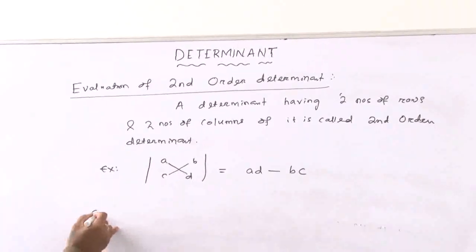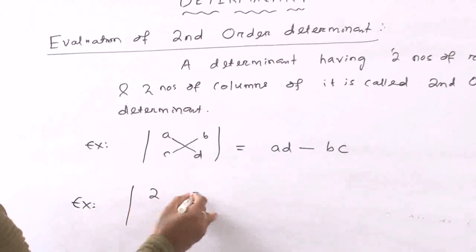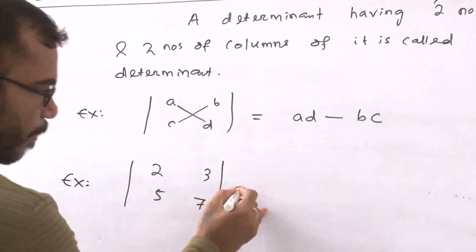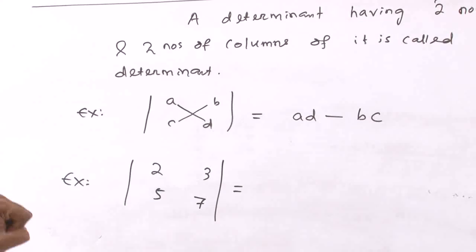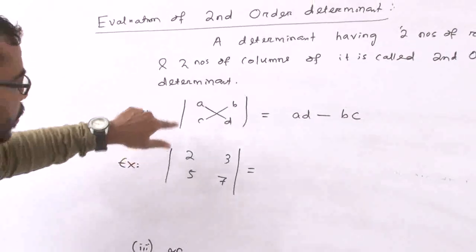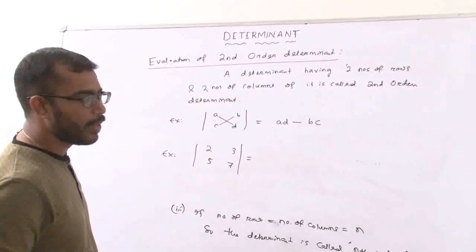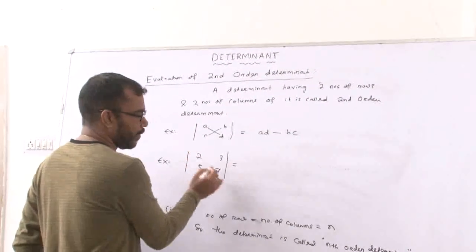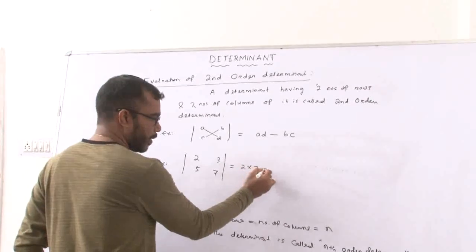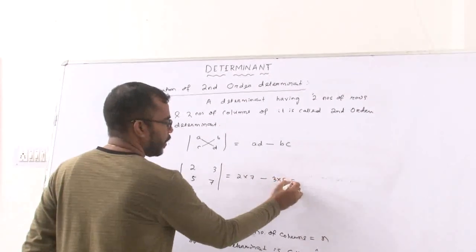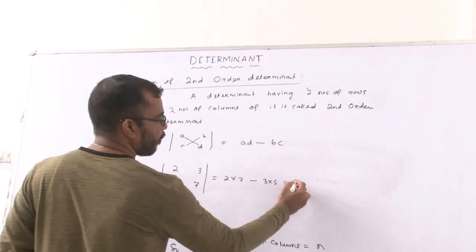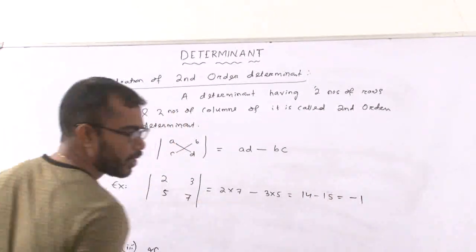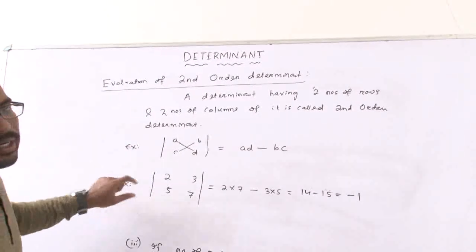Now take some examples. Suppose 2, 3, 5, 7. Similarly, you cross multiply, so you get 2 into 7 minus 3 into 5. That is 14 minus 15, which is equal to minus 1. So that is the answer for this determinant.